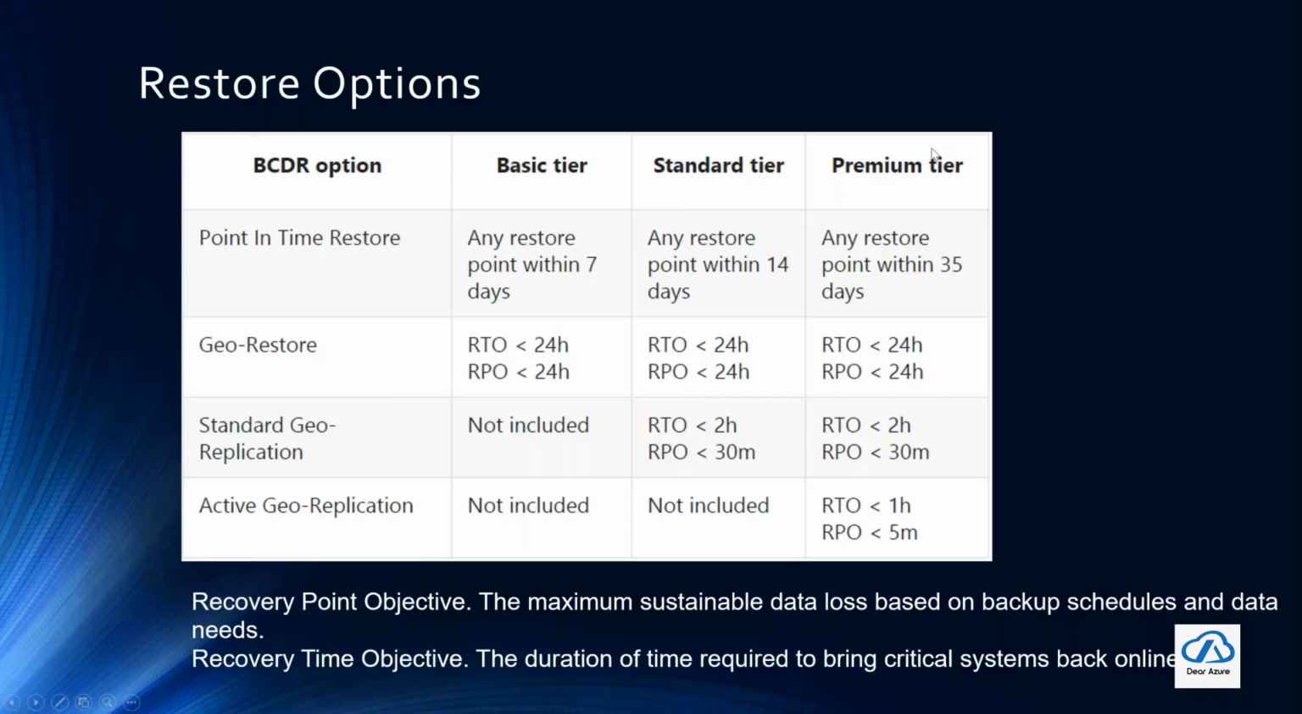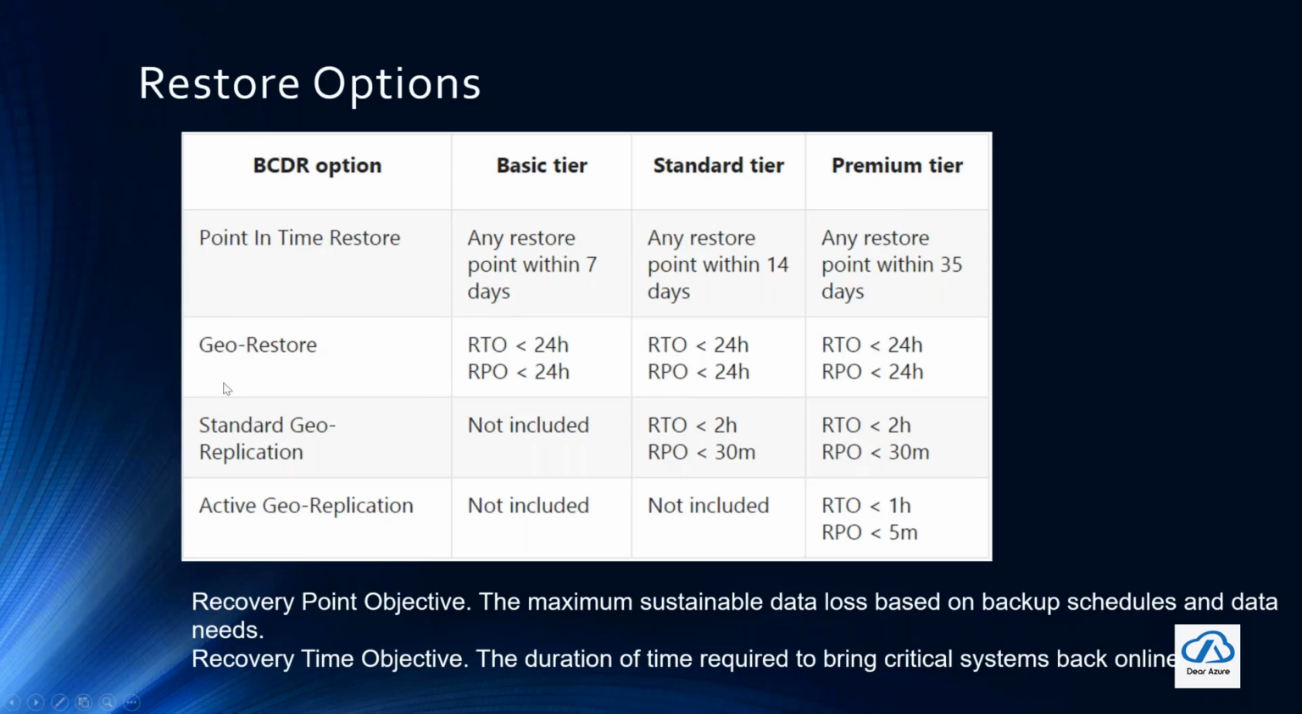Normally premium is much faster. If your database is very small and you don't have too much workload, you can use the basic tier. So here we have point in time restore. Up to 7 days we keep your backups, and you can restore anytime up to the last 7th day directly. With standard tier it is 14 days, and with premium tier we keep the backups for at least 35 days, so that you can restore it.